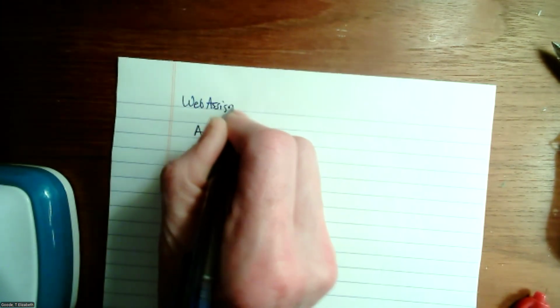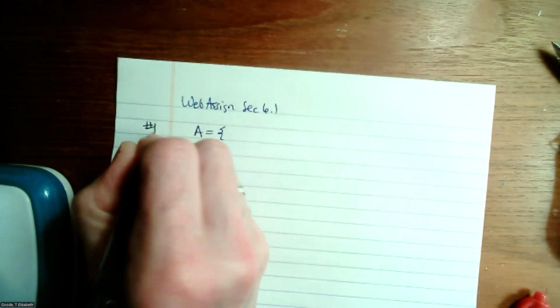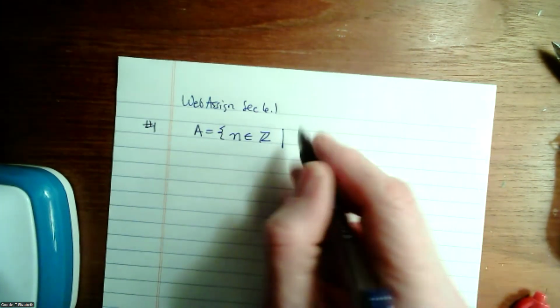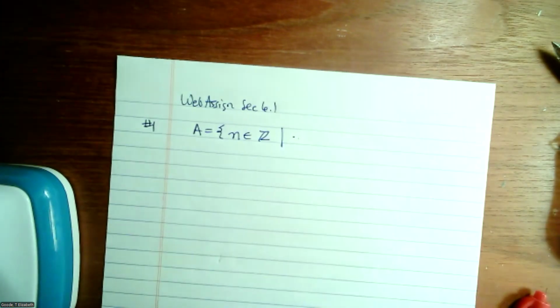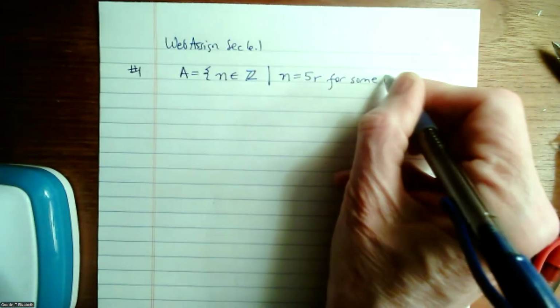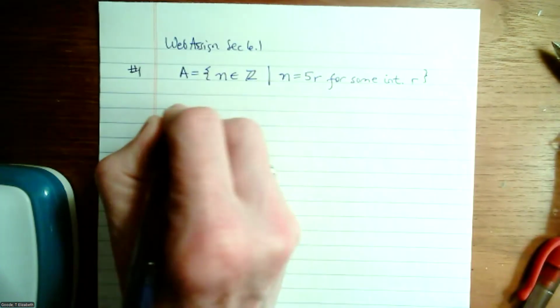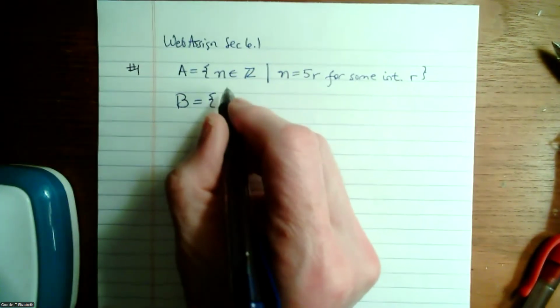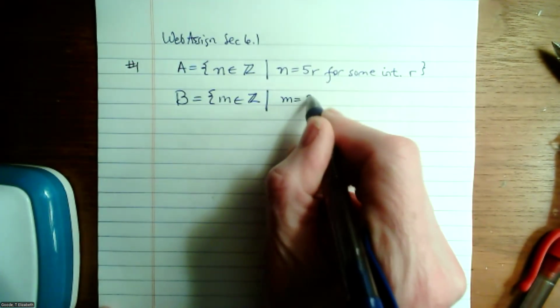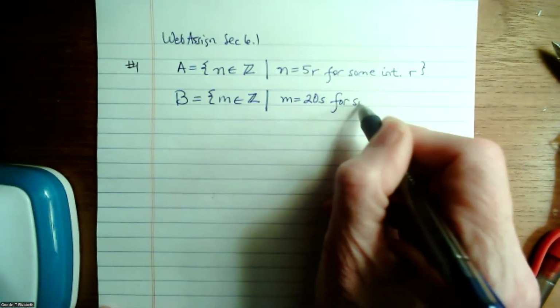Let's see. This is WebAssign 6.1, number one. A is the set of n in Z such that what? Can you read the rest of it to me? Such that n equals 5r for some integer r. Okay, and what is B? B is the set of m in Z such that m equals 20s for some integer s. Great.